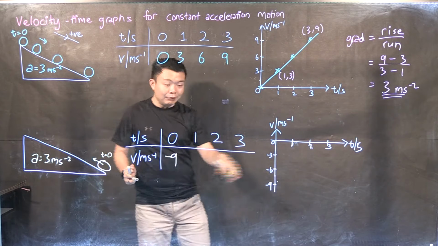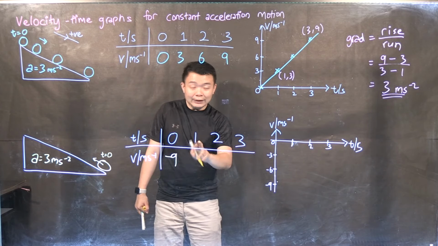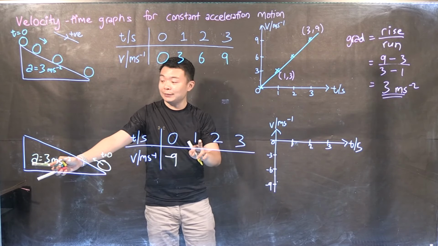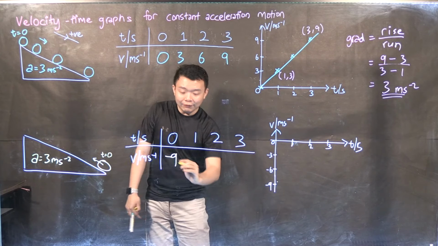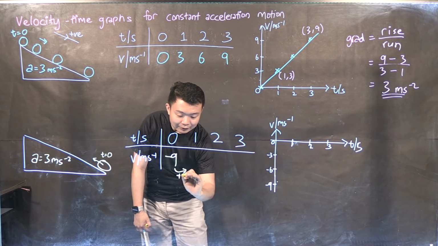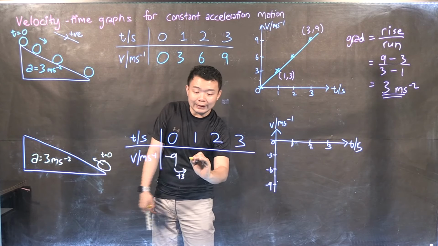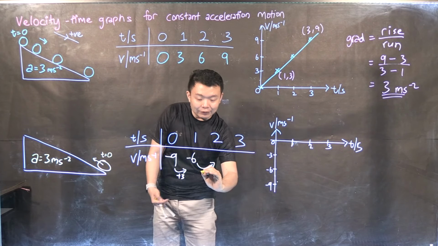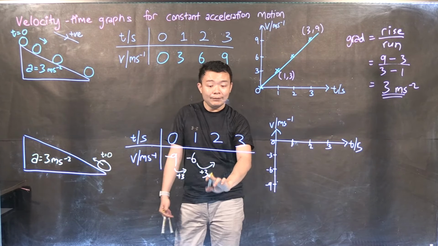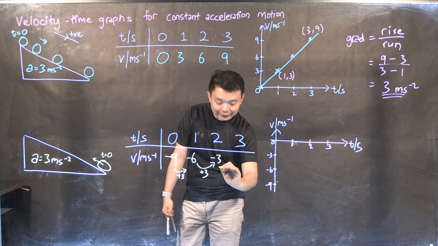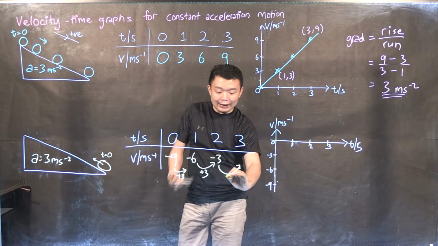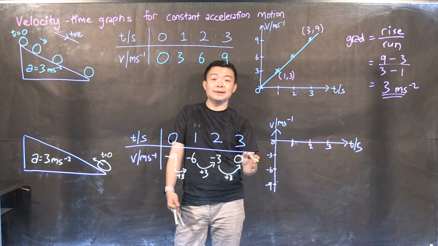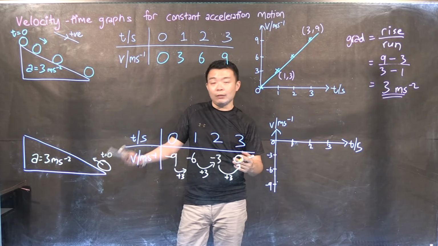Now, in the next second, with the same acceleration of 3 meters per second squared. Let's start with the table first. In the first second, your velocity will increase by 3 meters per second. So, negative 9, if I increase by 3, I'll get negative 6. In the next second, I do the same thing. I increase the velocity by 3 meters per second, I will get negative 3. And I increase the velocity by another 3 meters per second, I'll get 0. And this table now shows you the velocity time data of the object.